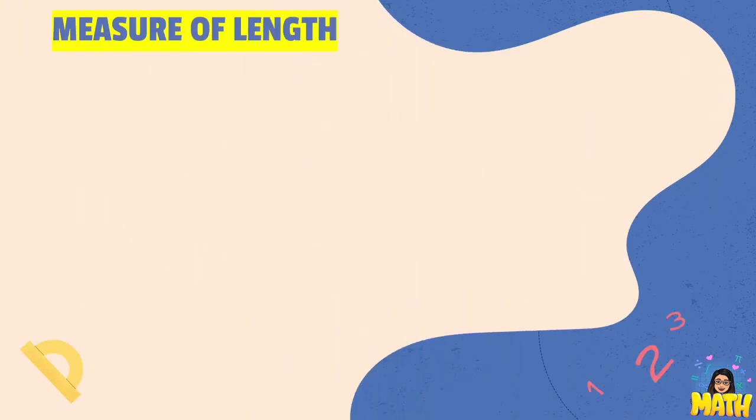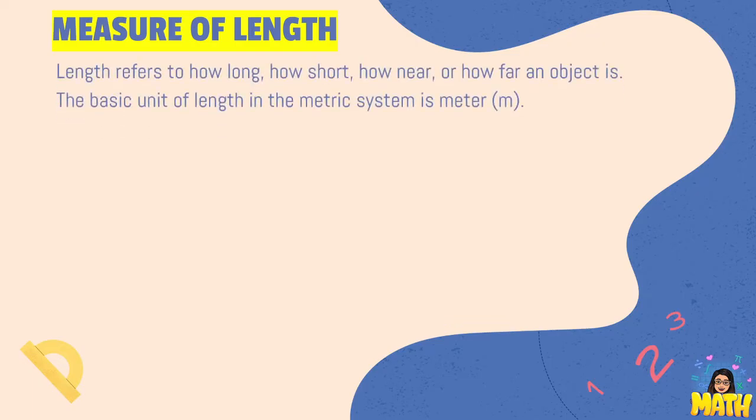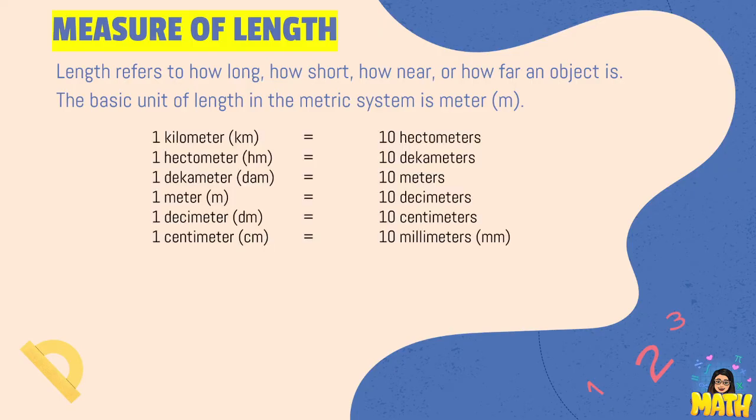So let's deal first with the measures of length. Length refers to how long, how short, how near or far an object is. The basic unit of length in the metric system is the meter. As you can see here, these are the equivalent units. 1 kilometer is equal to 10 hectometers. 1 hectometer is equal to 10 decameters. 1 decameter is equal to 10 meters. 1 meter equals 10 decimeters. 1 decimeter equals 10 centimeters. And 1 centimeter equals 10 millimeters.